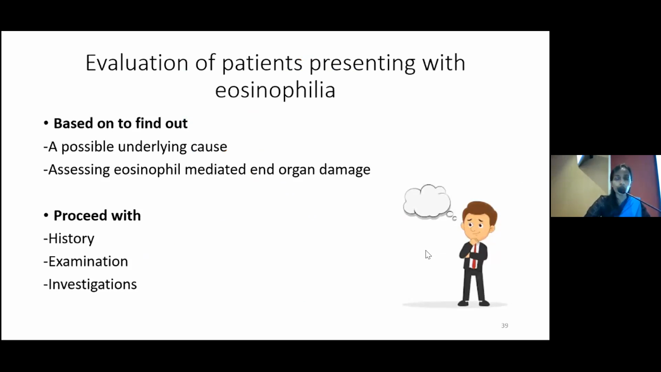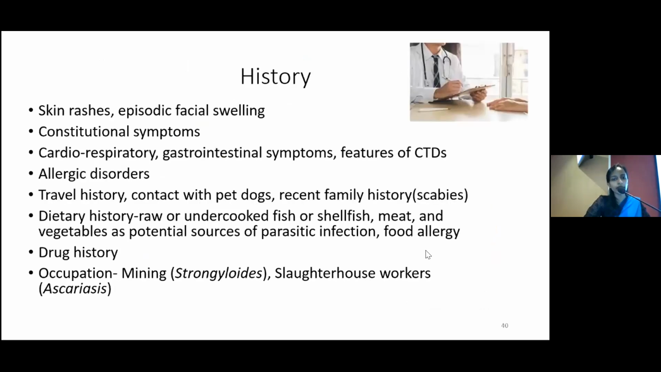Evaluation should be based on finding an underlying cause and concomitantly assessing eosinophil-mediated end-organ damage. So as in any other case, it's important to proceed with history, examination, and investigations. Important points in the history include the history of skin rashes, episodic facial swelling suggestive of Gleich syndrome, constitutional symptoms, cardiorespiratory and gastrointestinal symptoms, and features of connective tissue disease.